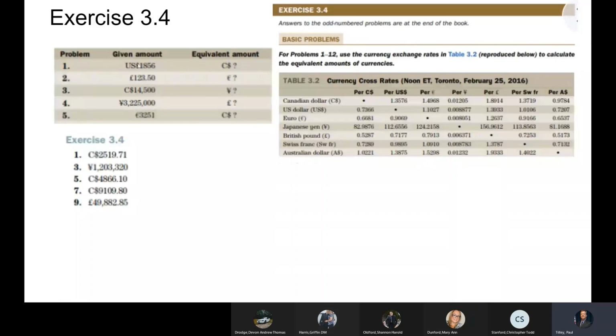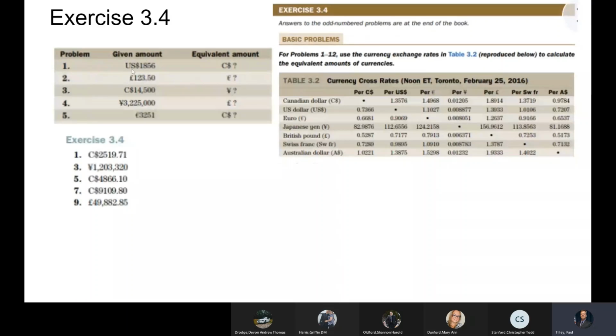What I want it to do was to look at number one first. Okay. So we'll just work through number one together.